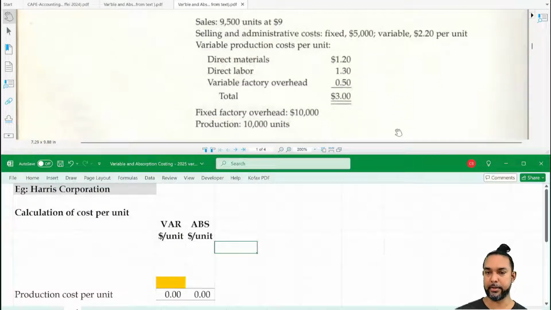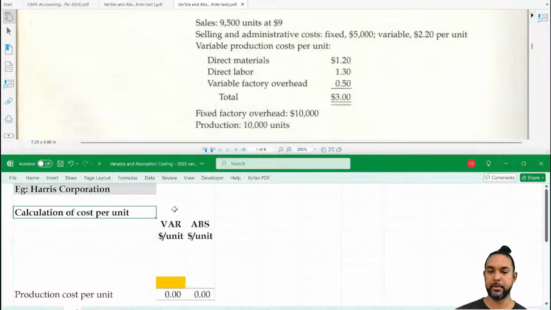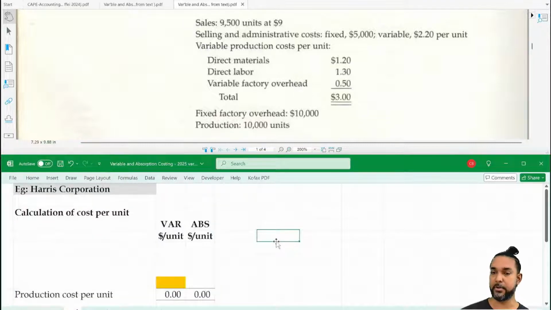Right, so what I'm going to do here is show you how to calculate the cost per unit under variable and absorption costing. Now, the cost per unit is the production or manufacturing cost per unit. So the selling and admin costs do not form part of this calculation. I'll say that again. When you are calculating your variable cost per unit, even though it says variable cost, selling and admin costs, any non-manufacturing costs do not form part of your variable cost per unit.